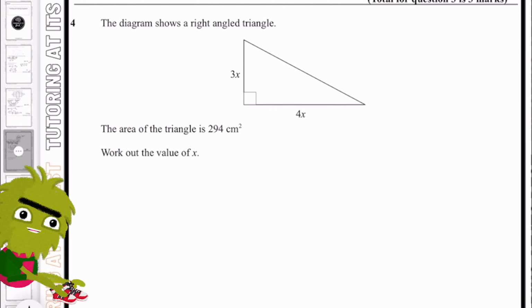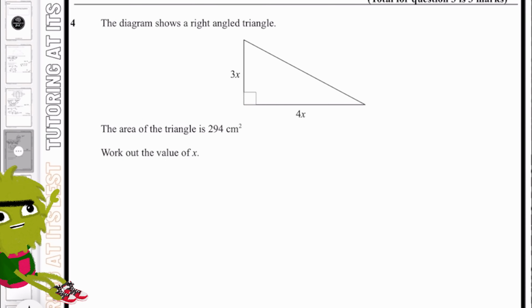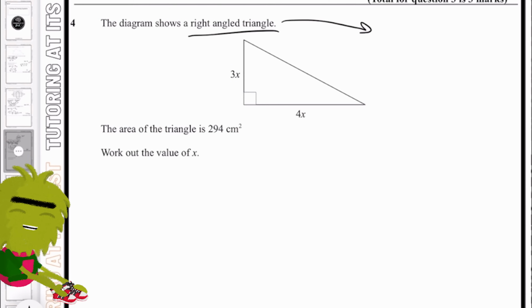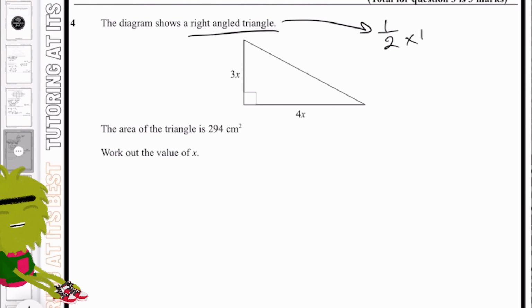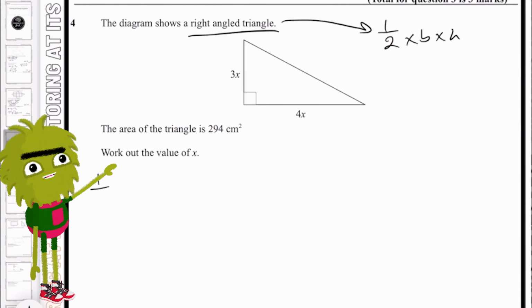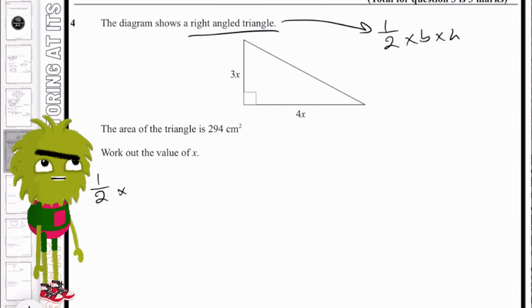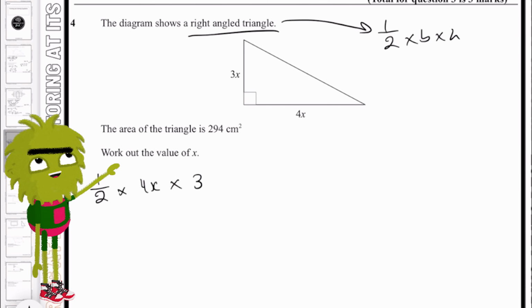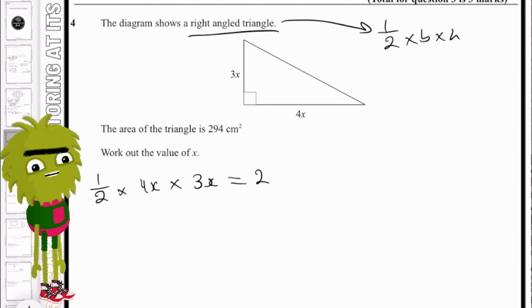The diagram shows a right-angled triangle. The area of the triangle is 294 centimeters squared. So let's work out the value of x. Well, as it's a triangle, we know the area is half times base times height. So it's going to be half times our base, which is 4x, times our height, which is 3x. And that equals 294.